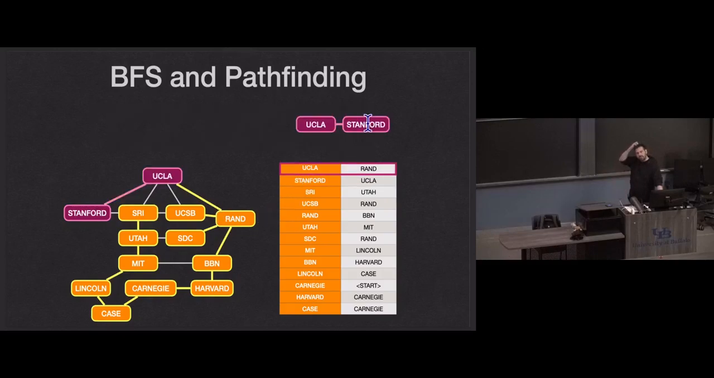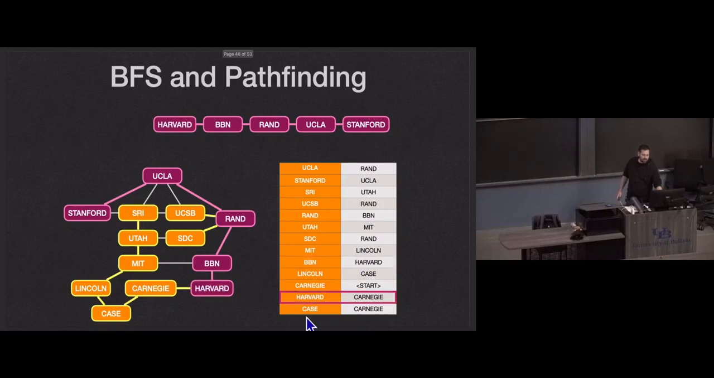Stanford is going to be the end of our path. We know that's our destination. And then we're going to ask Stanford, who found you? Well, UCLA did. So UCLA is our second to last node. UCLA, who found you? Well, Rand found me. So Rand is our next node. Rand, who found you? BBN found me. Add that node.